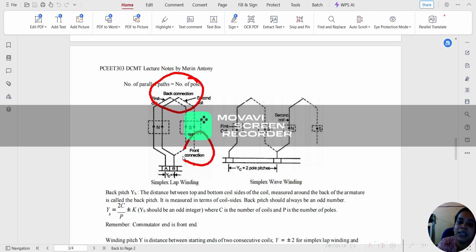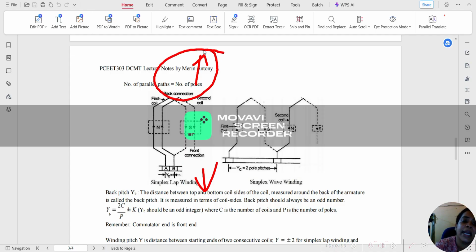What is meant by back connection and front connection in a lap winding? Every winding has a top part and a bottom side. The top side we call the back connection, and the bottom side we call the front connection. Okay.